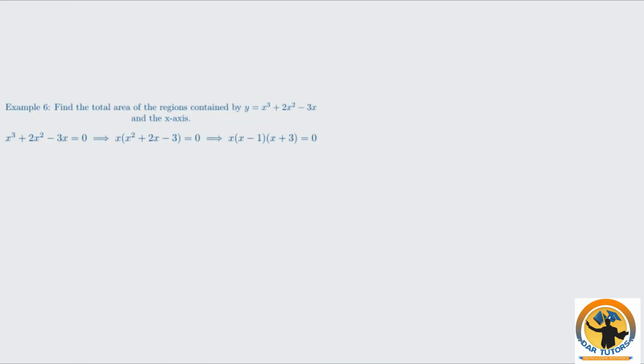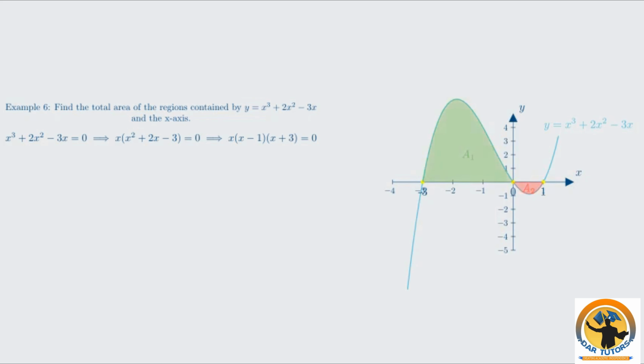These intercepts divide the x-axis into two intervals where the function has a consistent sign, from -3 to 0 and from 0 to 1. A quick sketch or test points show that the function is positive on the interval from -3 to 0 and negative on the interval from 0 to 1. The total area is the sum of the area of the first region and the absolute value of the area of the second region. Total area equals the integral from -3 to 0 of f of x dx plus the absolute value of the integral from 0 to 1 of f of x dx.